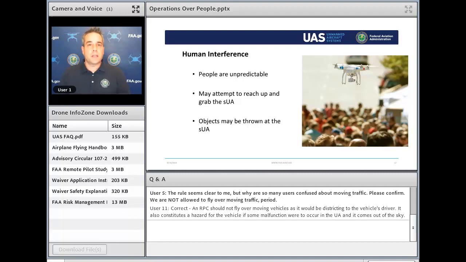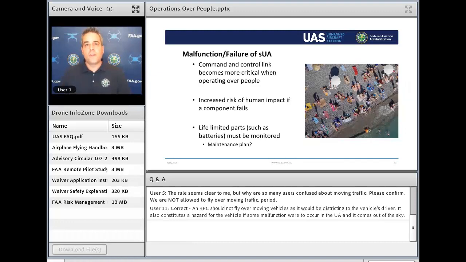Now we're going to be conducting an operation where we're flying directly over those people. So one thing to remember is that human beings are not predictable. You can't always know what they're going to do. So filming over perhaps a marathon race versus a protest or maybe a rock concert will guarantee that you have different results from those different people operating beneath your aircraft.